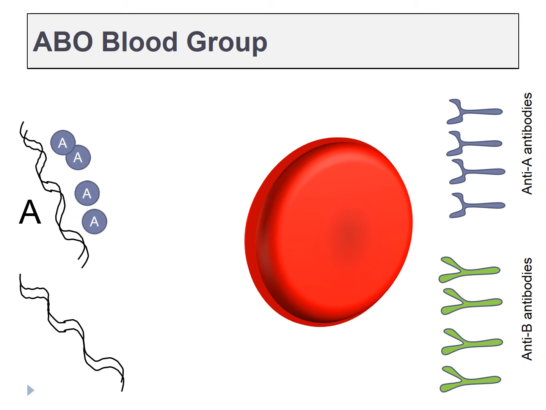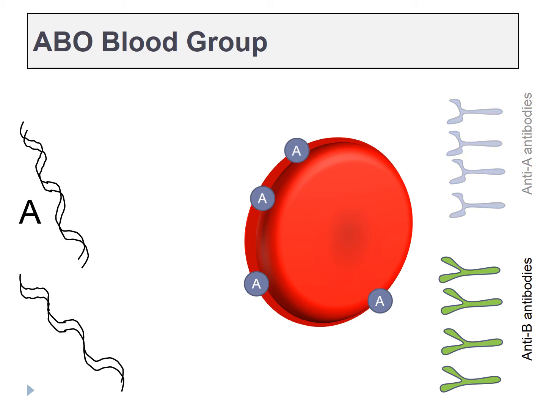Somebody with the A antigen inherited the A allele from one of their parents, or possibly both, and they make the A antigen on the surface of their red blood cells. They would be said to have type A blood. They could not and do not have anti-A antibodies in their blood plasma, but they do have the anti-B antibodies.